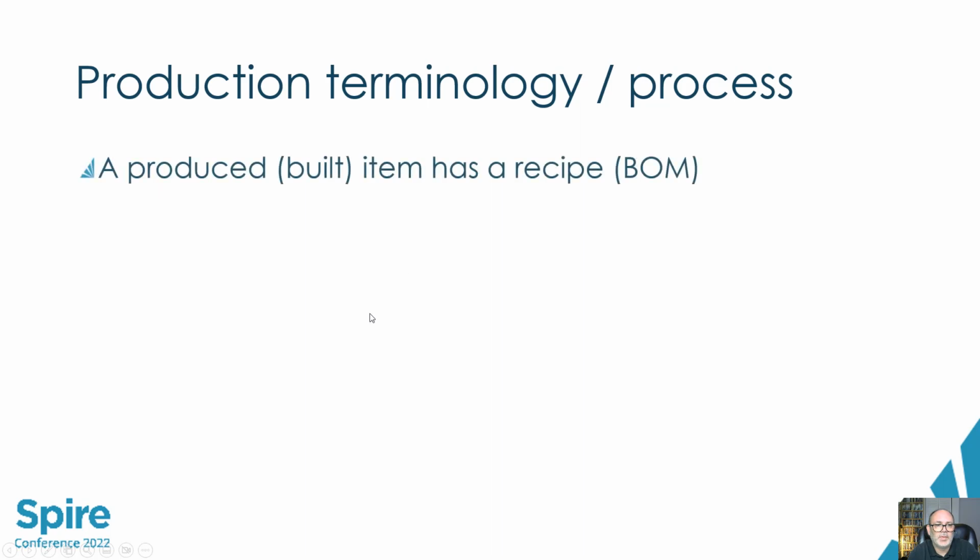Production terminology and process. A produced build item has a recipe, which is what I refer to as a bill of material or a BOM. We internally refer to that as a template in the context of how it's used with production orders. So we'll walk through that example.